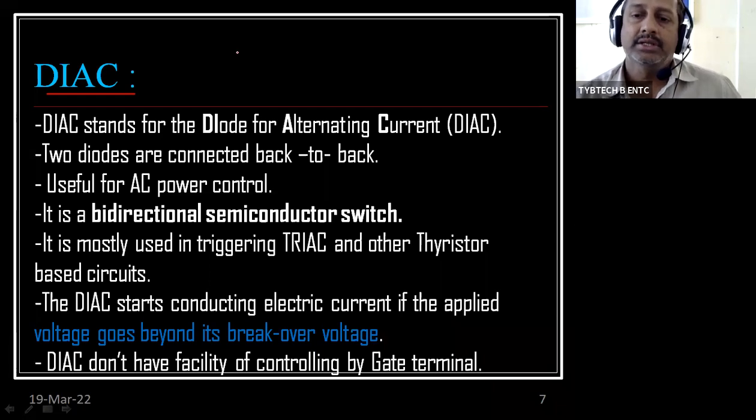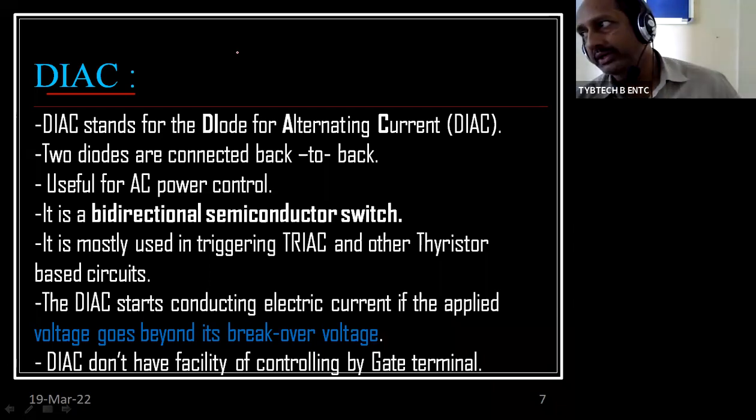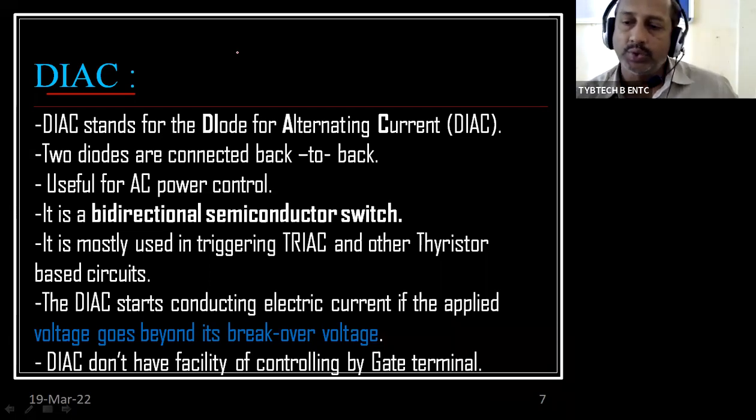The DIAC starts conducting electric current if the applied voltage goes beyond the breakover voltage. DIAC doesn't have the facility of being controlled by a gate terminal. So what is the meaning? When we see the symbol or the structure, all these statements will become clear.